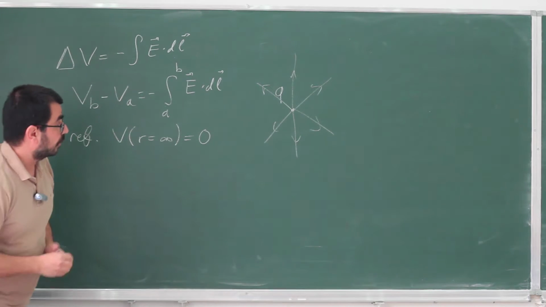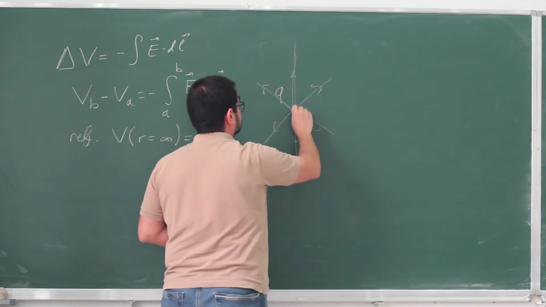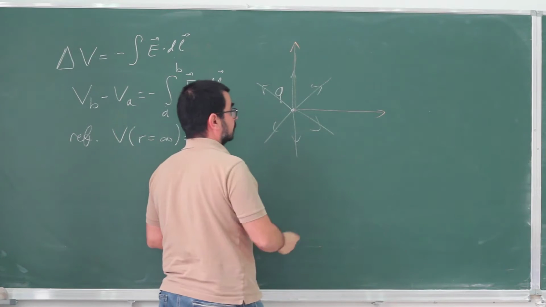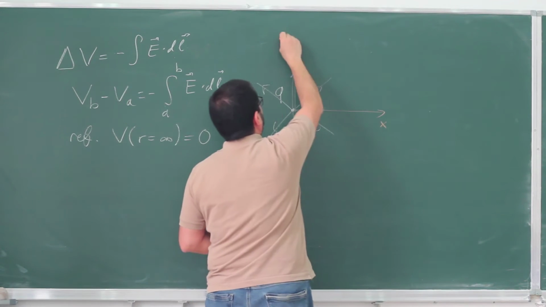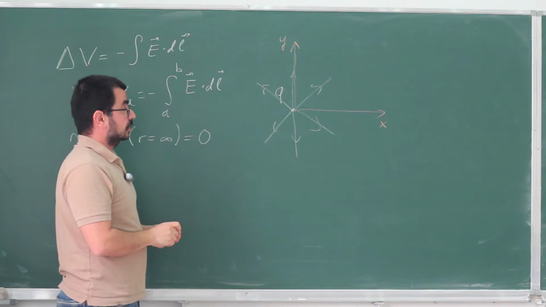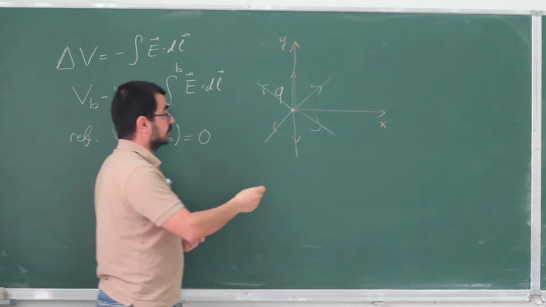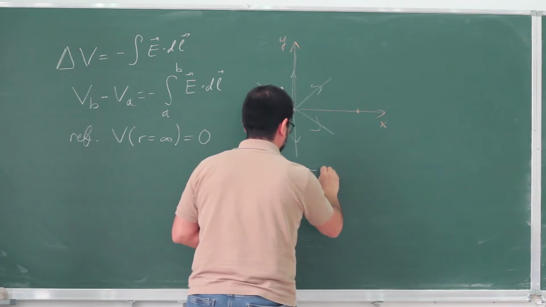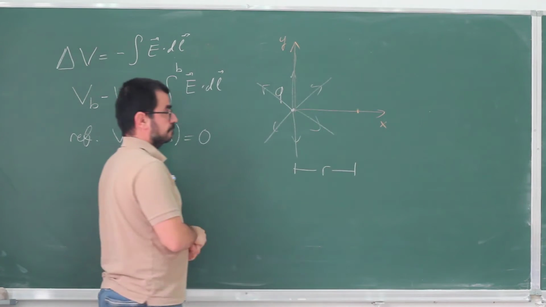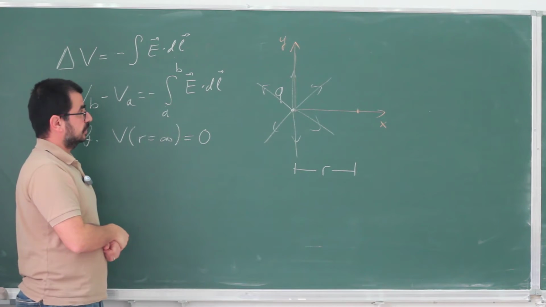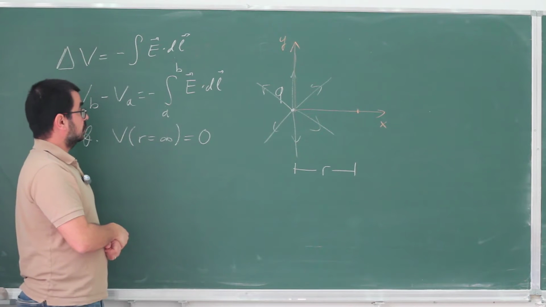So one way to approach this is to draw some coordinate system over here with the origin coinciding with the position of the charge, and I'm going to look at the potential at some point on the x-axis, let's say over here, and that point is going to be of distance r from the origin. And I'm going to come from infinity and reach this point. That's my strategy. Okay, so let's do this.